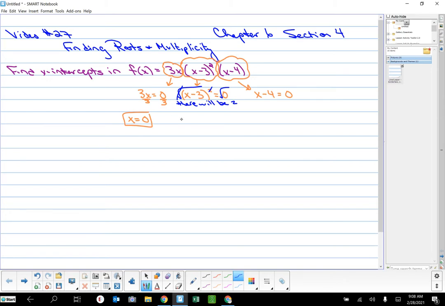So now we just have x minus 3 equals 0. So we have x equals 3. But this happens twice, which means it has a multiplicity of 2. That's mathematically how you would say that.